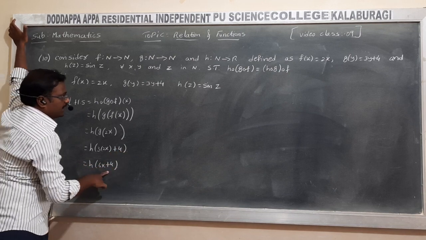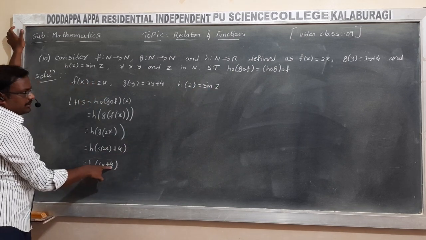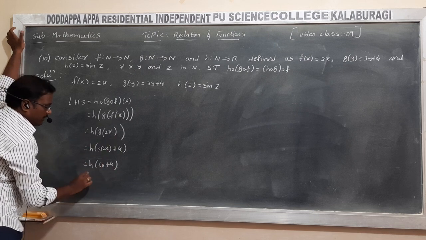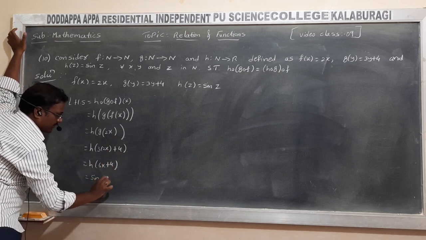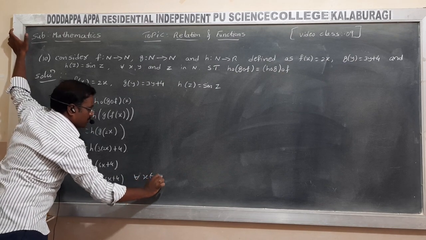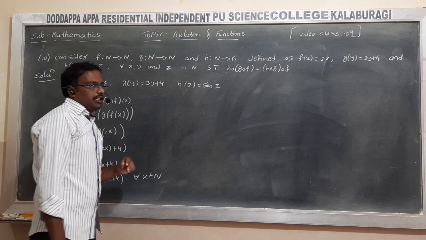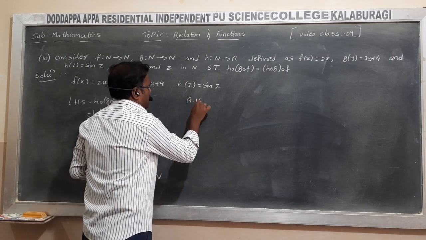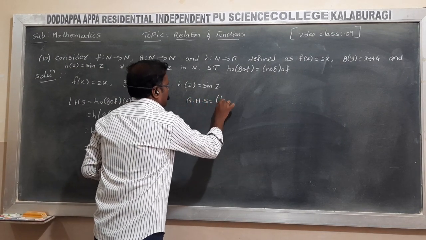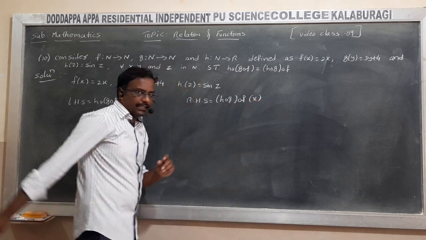h of x, what is given? Sin z is given, but z you can take as 6x plus 4. We get sin of 6x plus 4, here for all x belongs to natural numbers. So similarly you can find out the RHS value. What is there? h naught (g naught f) of x is given.